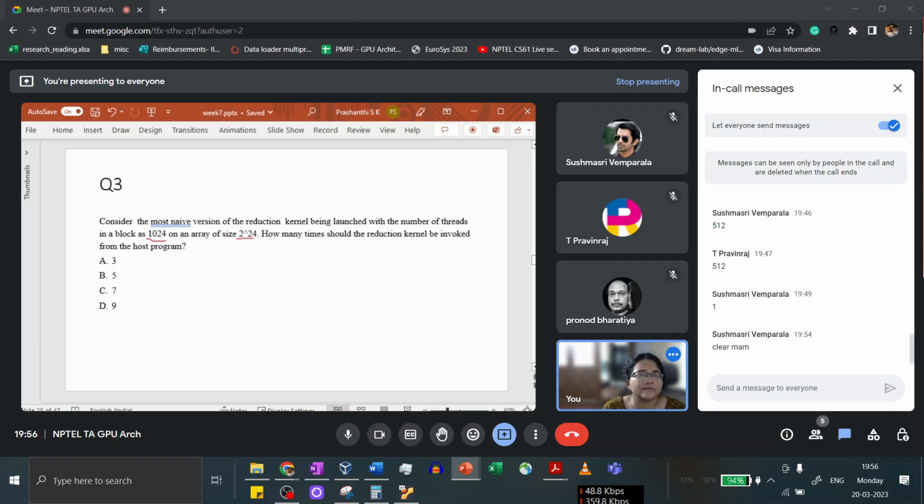Any answers so far? So you're given the array size, you're given the threads per block, right? You're asked how many times should this kernel be called. So think about when the reduction completes. The reduction takes an array of some size and converts it to one element. So basically the reduction should be called as many times as it needs to reduce this entire array to one element. Now think about it, how many times should it be called?